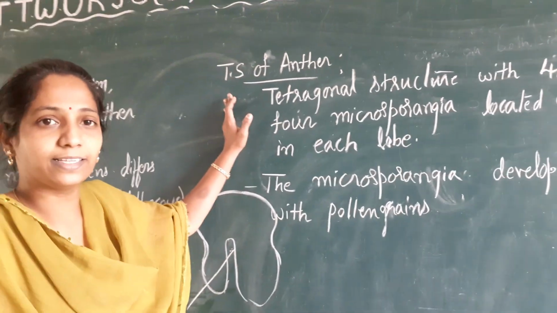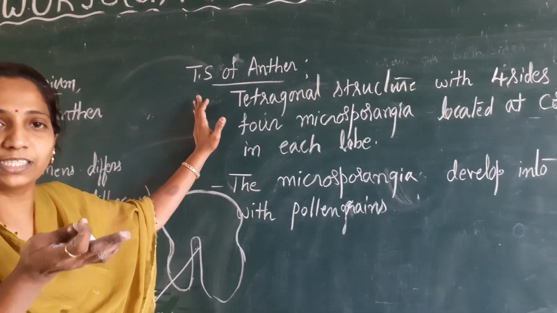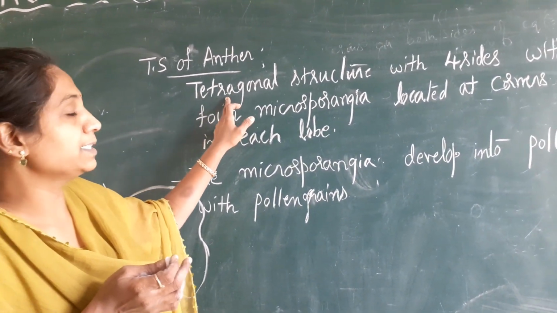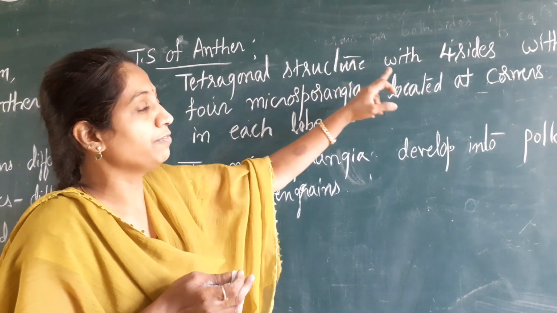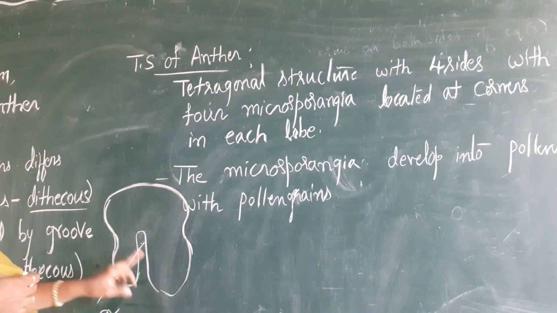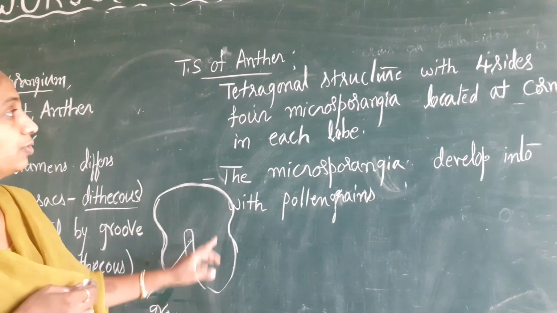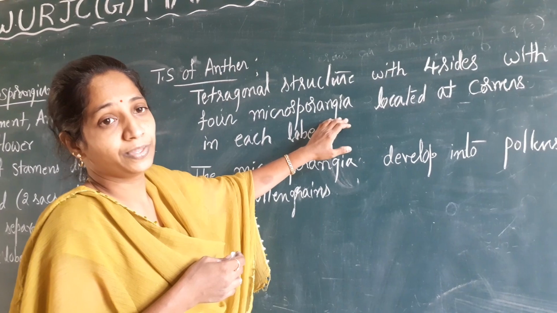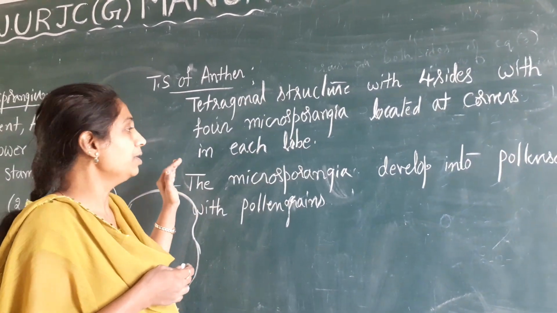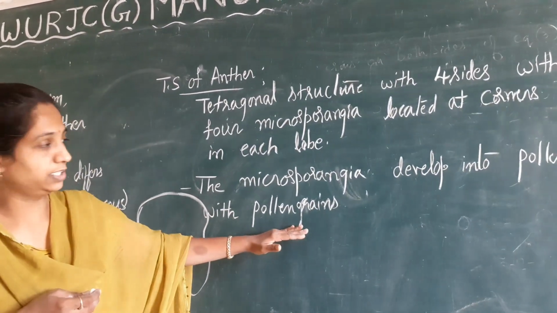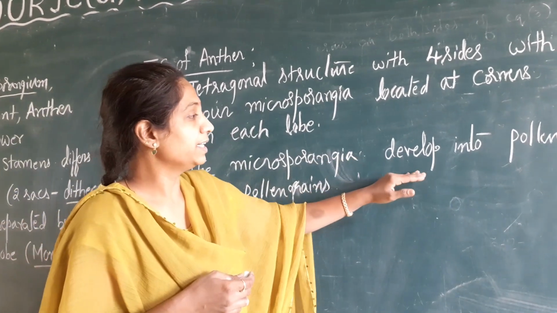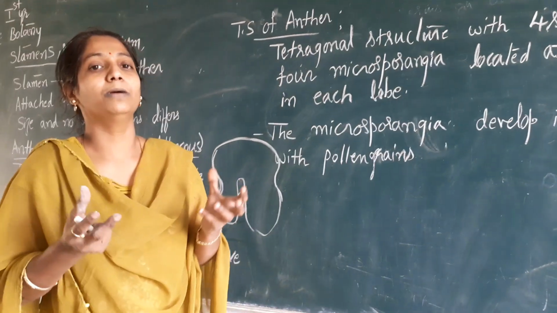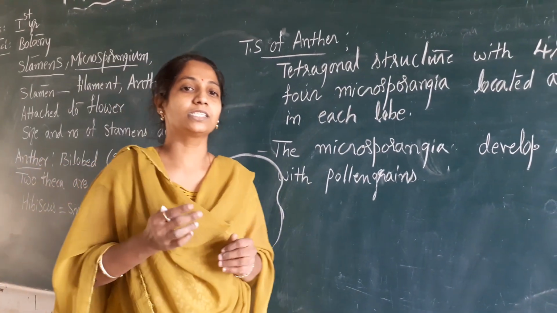If you cut the anther transversely, TS means transverse section, you will find that it is made up of a tetragonal structure with four sides. So the four sides are present for the anther: 1, 2, 3, 4. And the four regions are occupied by the microsporangia. These sporangia will develop into pollen grains at later stages. So the microsporangia develop into pollen sacs filled with the pollen grains. So these are the male structures of a flower.